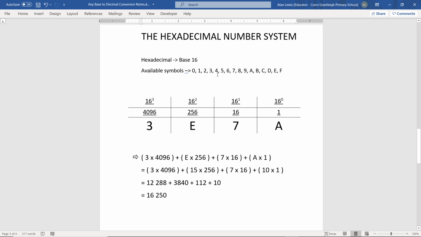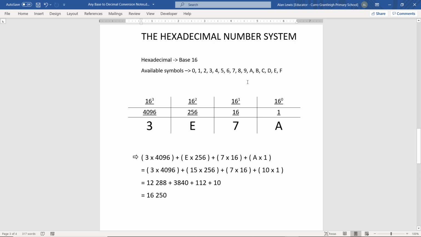We need 16 symbols. So for convenience, we are going to use from 0 to 9, which is what we use for decimal, but that's not enough. We need more. We need another 6. So we're going to use A, B, C, D, E, and F. So A is going to be a 10, B is 11, C is 12, D is 13, E is 14, F is 15. Okay, so we've got from 0 to 15, or 0 to F. Those are the symbols that we are going to use.